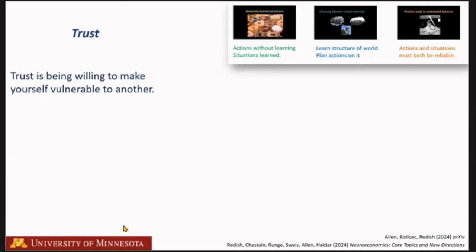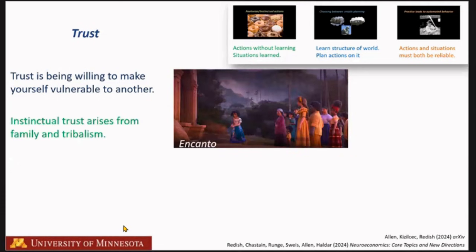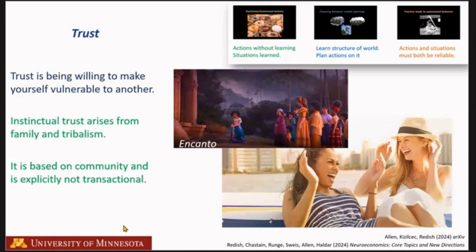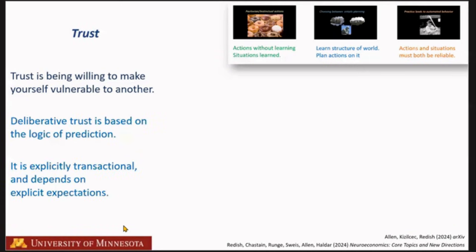There is instinctual trust, which comes from family and tribalism and is fundamentally not transactional. Fundamentally, an instinctual trust system is: we are a family, we are a band of brothers. I will sacrifice everything for you and you will sacrifice everything for me, and we're not keeping track of who's doing what when. We also can talk about deliberate trust, which is explicitly based on logical prediction. It's going to be explicitly transactional, and it's going to depend on explicit expectations. I know you won't cheat me because if you cheat me, you'll be punished by this legal system that's over there.